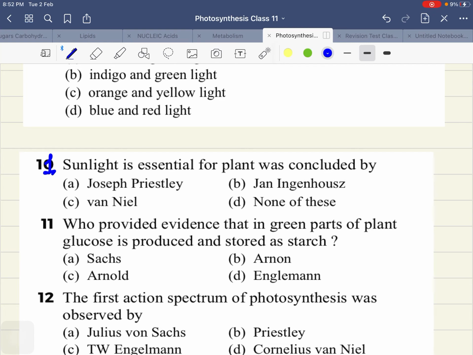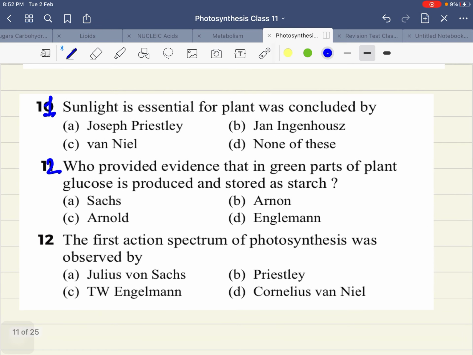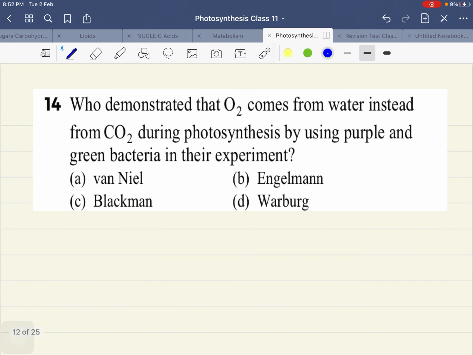Who concluded this? Who provided evidence that in green parts of the plant, glucose is produced and stored as starch? That is why I told you scientists are important. The first action spectrum of photosynthesis was observed by whom? Who demonstrated that oxygen comes from water instead of from CO2 during photosynthesis by using purple and green bacteria in their experiment?